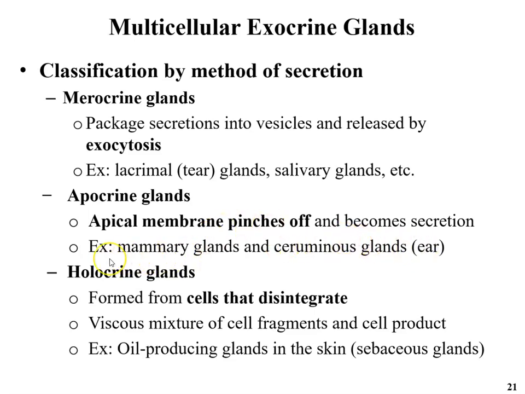Finally, you have holocrine glands, right? So these are formed from cells that just totally disintegrate and become the secretion. So there's a viscous mixture of cell fragments and cell product in the ducts that travels to the outside of the body, and these would be primarily your oil-producing glands in the skin, which are called sebaceous glands.